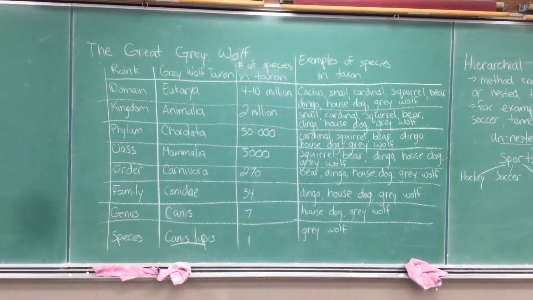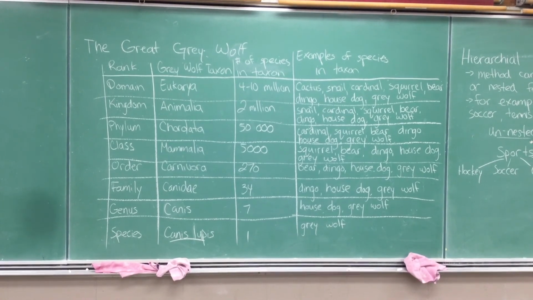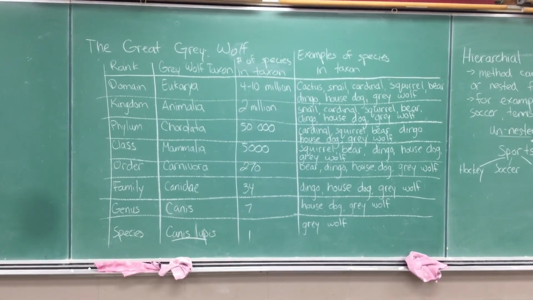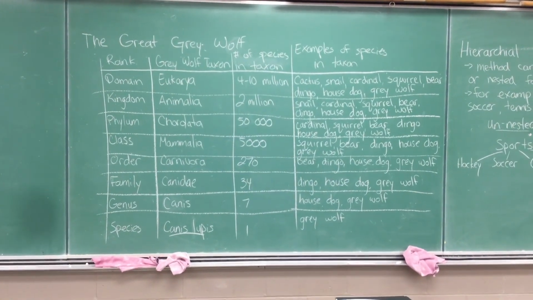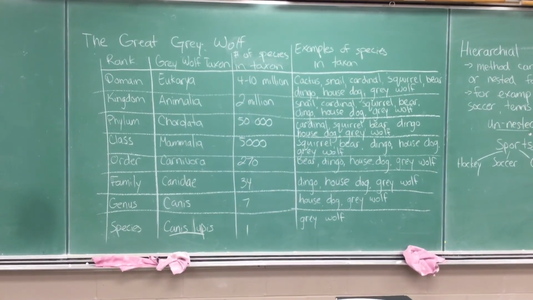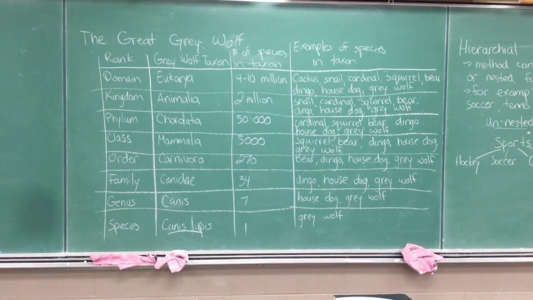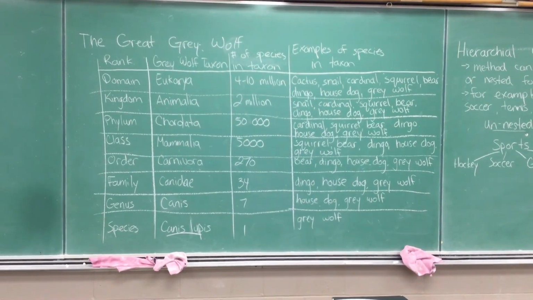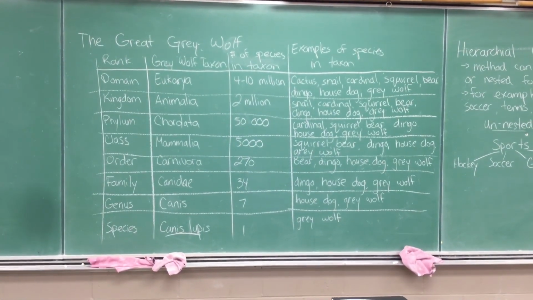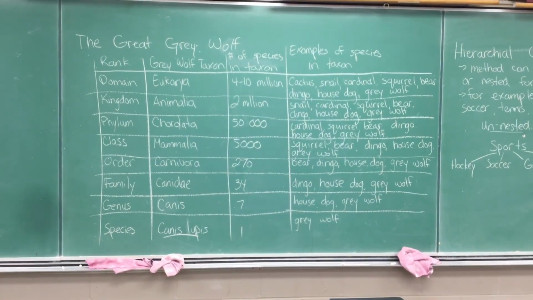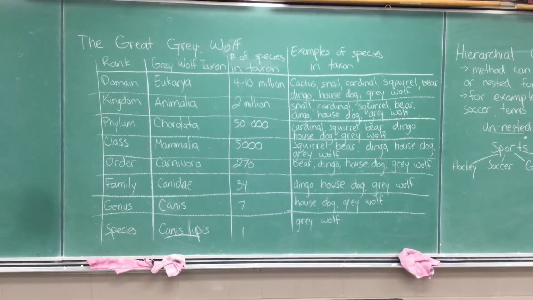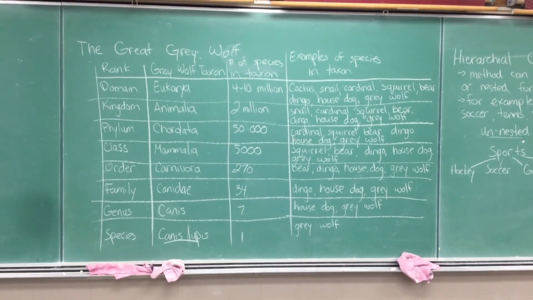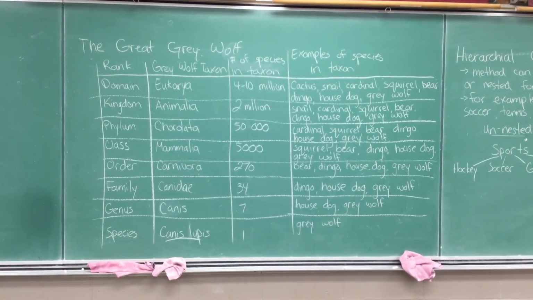Two things to note. In the number of species in a taxon, we can see that it significantly decreases as we move through the hierarchy. Also, in the examples of species in that taxon, we can see that we lose a species with each movement. So in Domain, we have them all. In Kingdom, we lose cactus. And in Phylum, we lose snail. In Class, we lose cardinal. And so on until we're left with the great gray wolf.